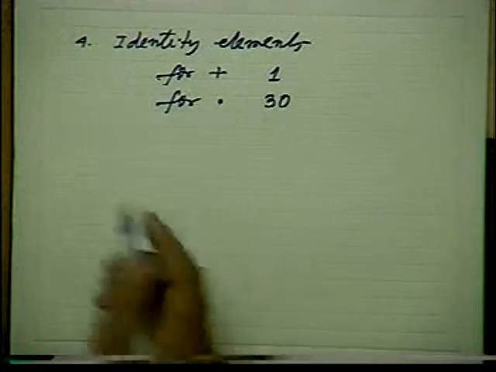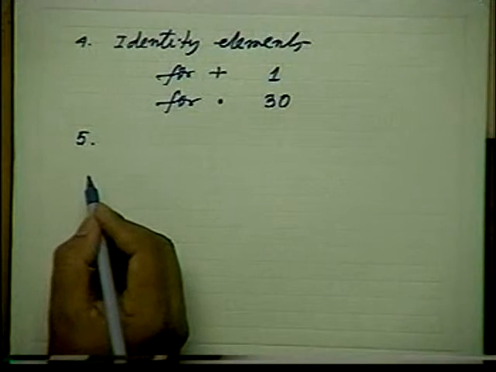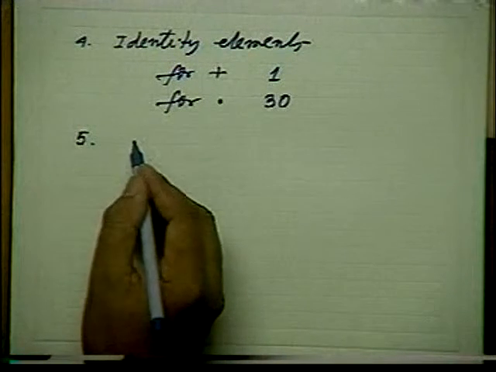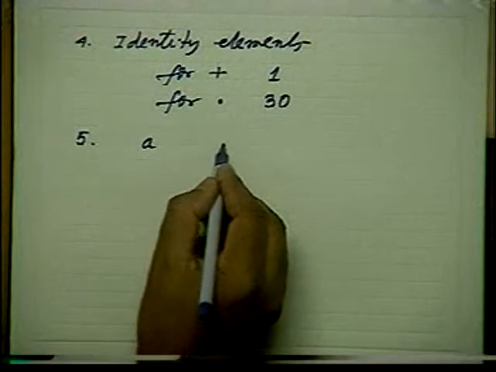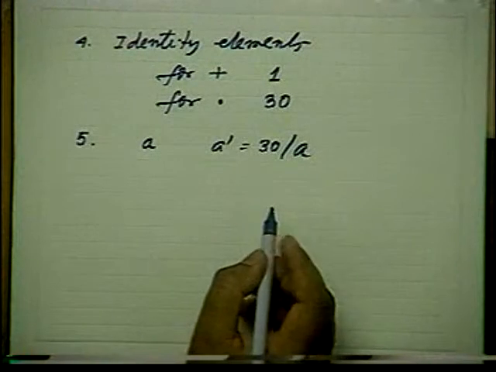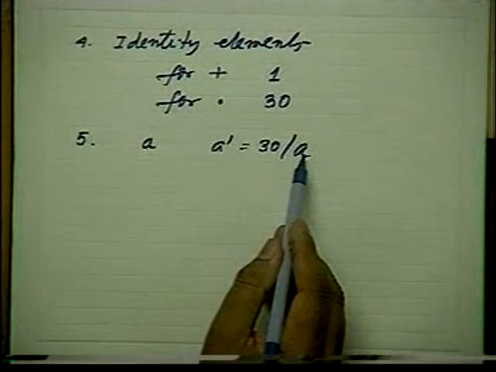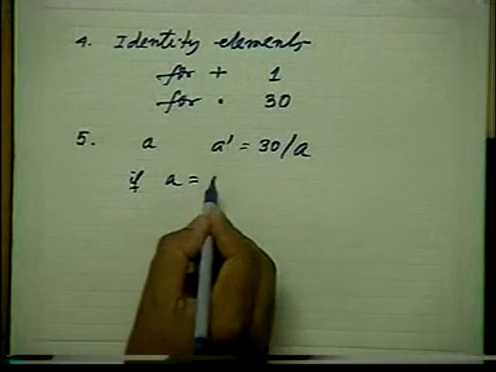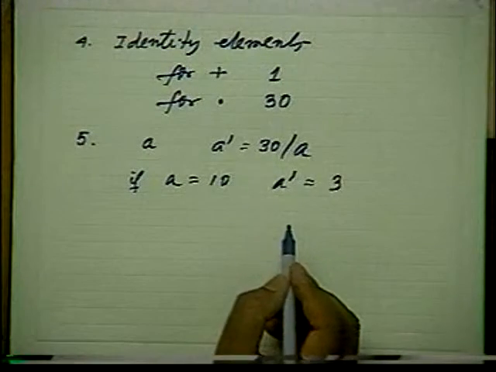Another thing I have to tell is complements, that means the dash operation, the complement operation. You get the complement of A, A dash, by dividing 30 by that element. For example, if A equals 10, then what is my A dash? 3.